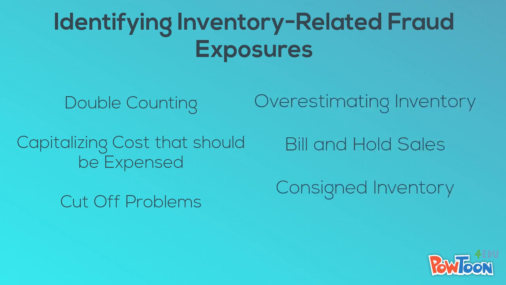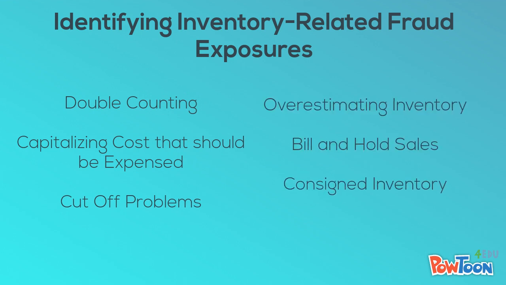There are several different types of inventory-related fraud exposures. A couple of examples are double counting and overestimating inventory. Double counting occurs when inventory items are counted twice, such as in the case where inventory has been moved to another location, but counted for the second time. Overestimating inventory could be the result of applying an incorrect sampling method. However, a company could use these incorrect methods intentionally to overstate ending inventory.